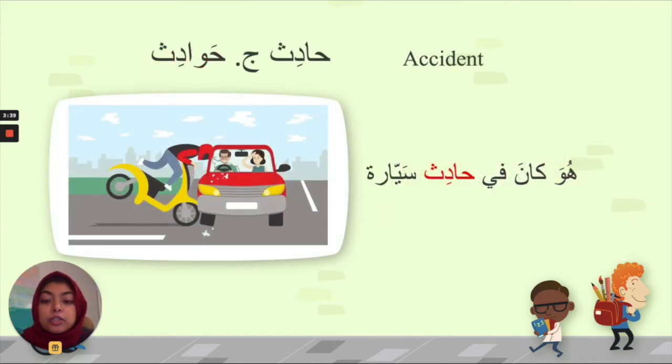حادث جمع حوادث. Accident. So this is another example of جمع التكسير. It's a broken plural. So when we say accidents, حوادث. هو كان في حادث سيارة. A car accident. Okay, so accident of a car accident. That's why accident comes first. He was in a car accident.